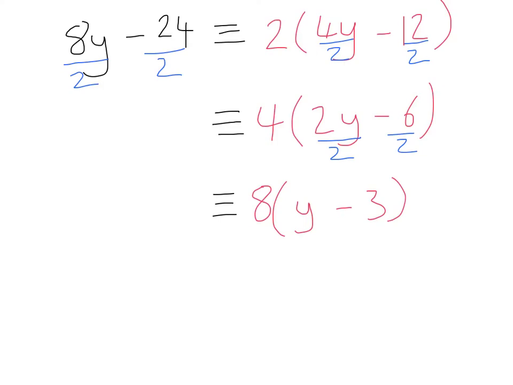So now, is there anything that can divide into 1 and 3? No, we are now completely finished. This is the exact same process that we use for simplifying fractions. And the number we have outside here, this 8 is the highest common factor of 8 and 24. Once we have the highest common factor on the outside of the brackets, we will have fully factorized the original expression.